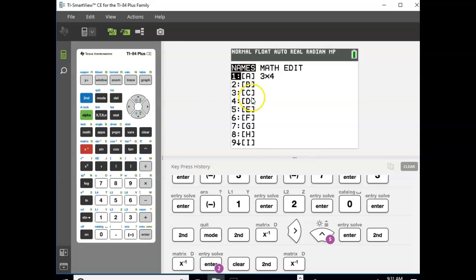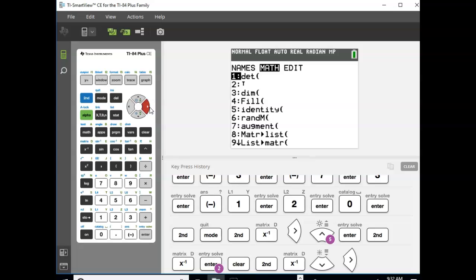The first sub-menu is just the names of the matrices. I have an old matrix from last hour still entered. That's why you see some dimensions on my matrix A. It's very likely yours is just empty. There's nothing. Math is where we can do some calculations with our matrices. We'll come back to this in a minute. And the edit menu is where you actually edit and change the matrix itself.